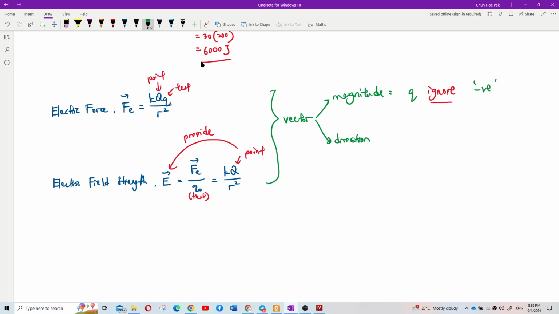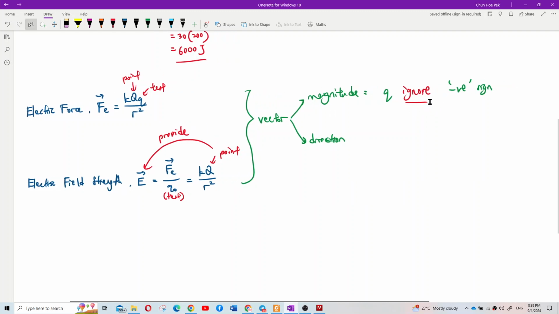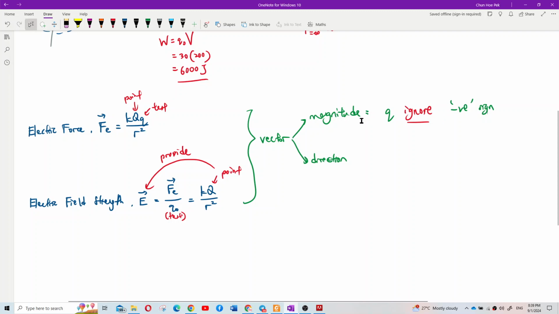Negative sign. Understand? Because we just want the value. Yeah, value is important. We don't want the negative sign from the charge to disturb our value. Okay. When will we use the positive negative sign? Only in determining the direction.